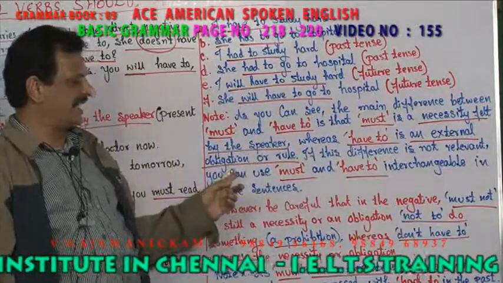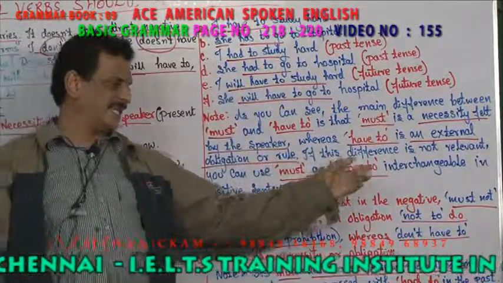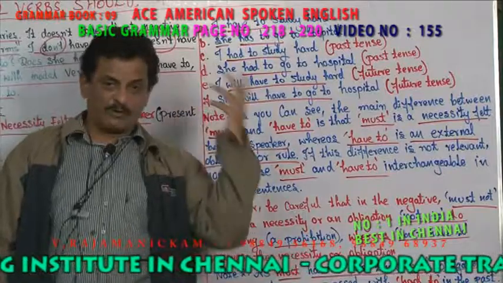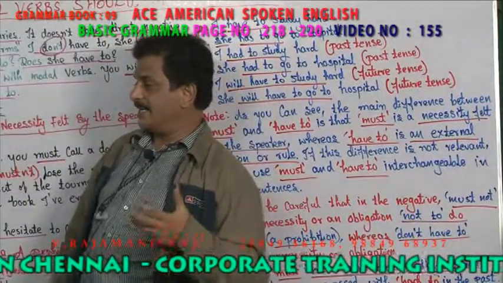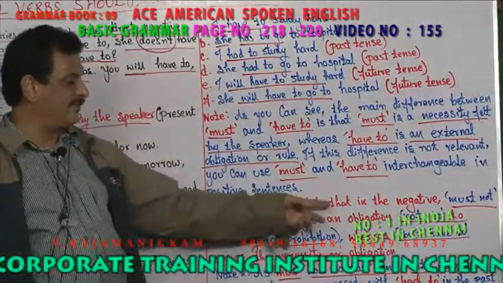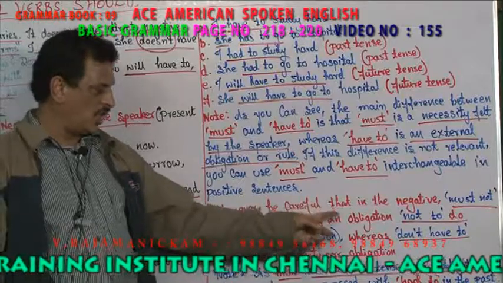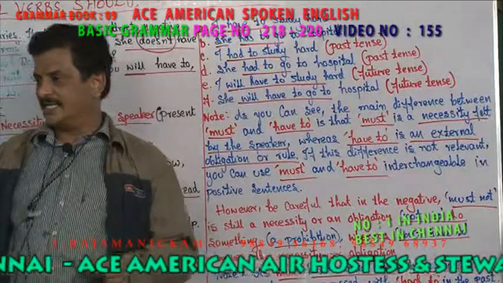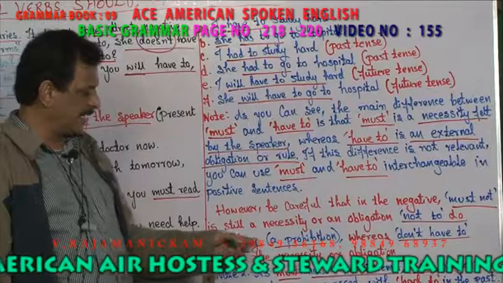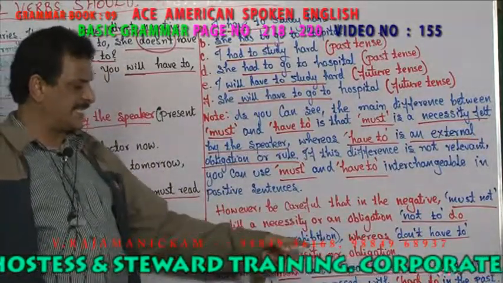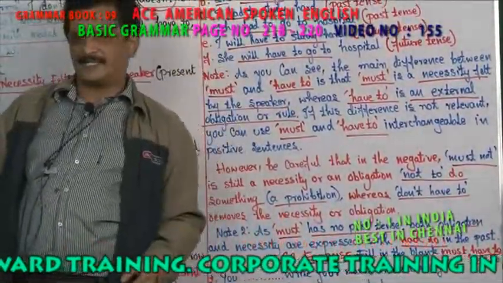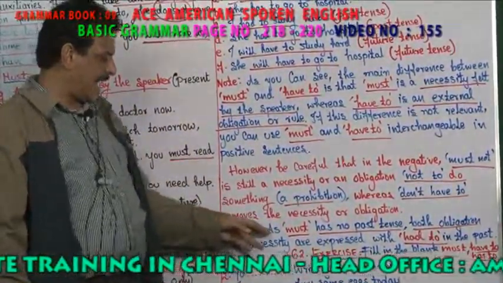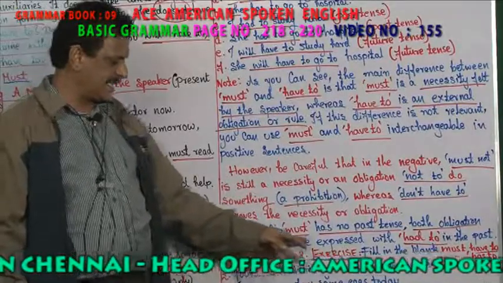If this difference is not relevant, if the difference is not there, then you can use must and have to interchangeably in positive sentences. Able to understand? Have to is the necessity of outside things. Must is a necessity by the speaker. However, be careful that in the negative, mustn't is still a necessity or an obligation. Mustn't is also negative, as in you mustn't drive fast. It is an obligation not to do something, a prohibition. Whereas, don't have to removes the necessity or obligation. You don't have to pay taxes. It removes the obligation. You don't have to write fast. It removes the obligation. As must has no past tense, both obligation and necessity are expressed with had to.